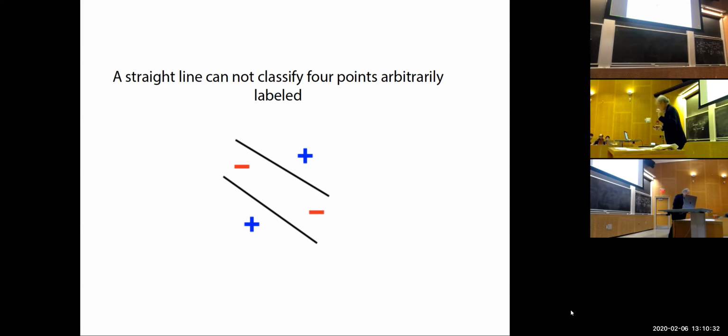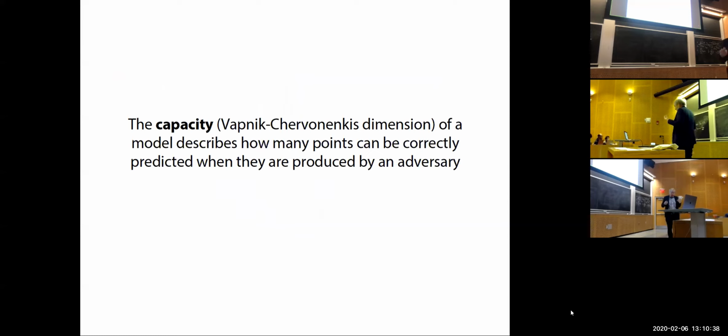So what we could do then is define the capacity of a classifier in terms of its VC dimension, or the number of points it's able to classify if the points are placed by an adversary. So the adversary is going to try to make this as hard as possible for you. And if your model is able to classify k points, then it has that capacity. Is that clear to everybody?